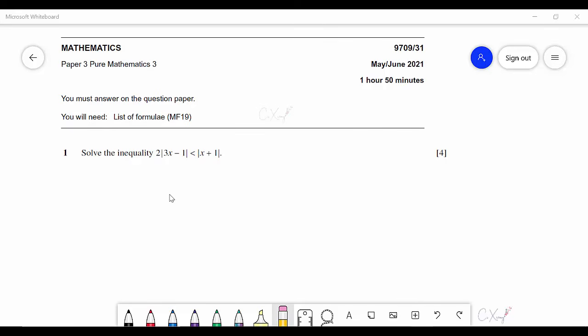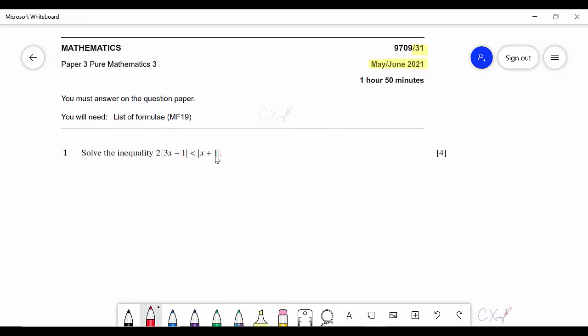Okay, so for this video, we are going to discuss the May June 2021 series paper 3-1. All right, so let us start with question number 1. This is an inequality that involves the modulus function on both sides.